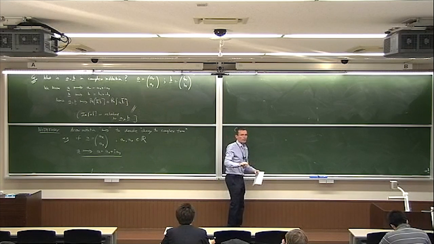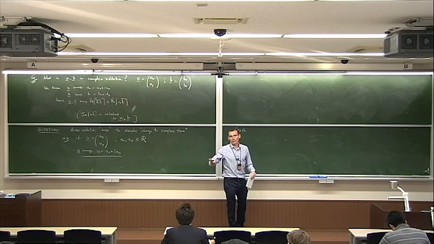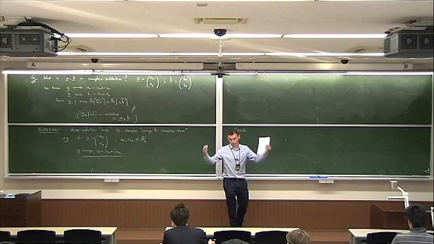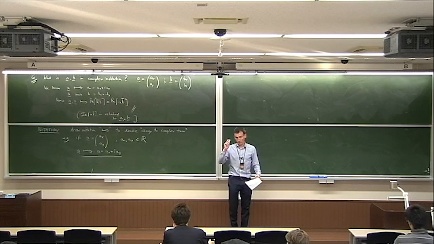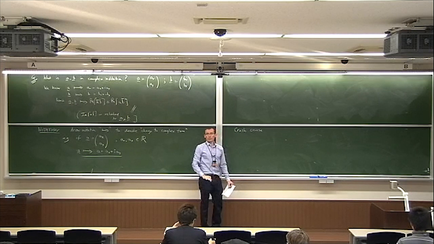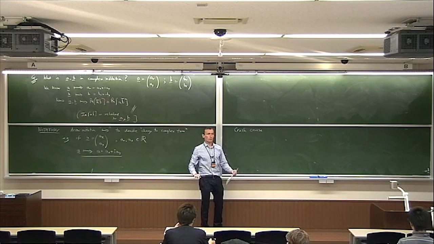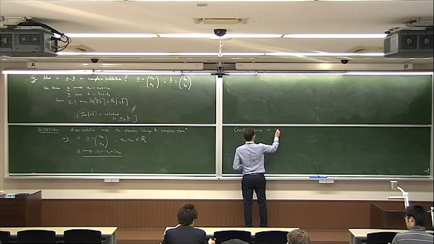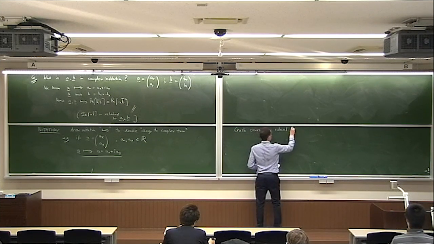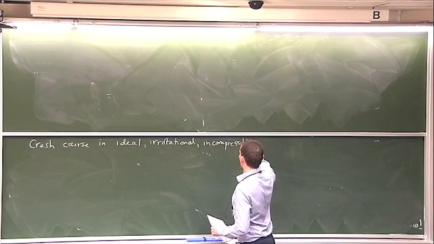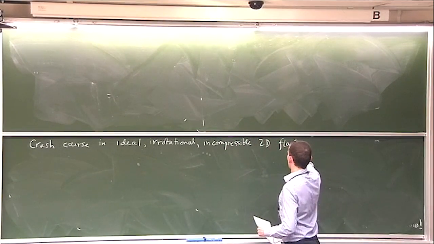I can't possibly give you a crash course in low Reynolds number Stokes flows unless I first give you a crash course in ideal flows. You'll see why. So here's a one-board crash course in ideal flow theory, which you might have seen if you've done a first course in fluid mechanics. This is a crash course in ideal, irrotational, incompressible 2D flows.